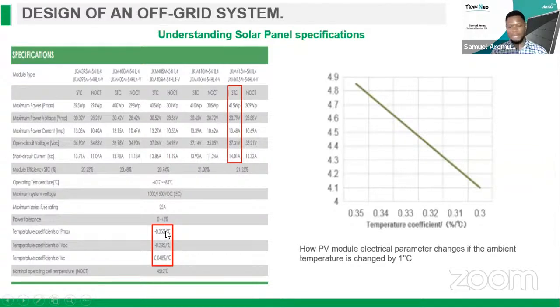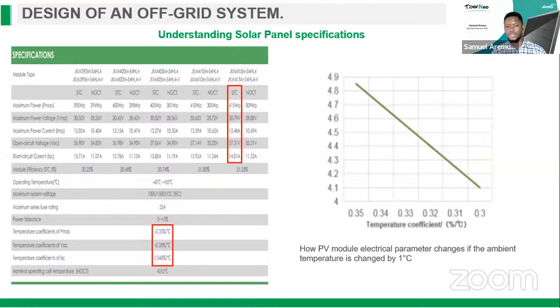Also, another important parameter is the temperature coefficient. As you can see in this graph, the smaller the temperature coefficient, the lower the power loss. At a higher temperature coefficient of 0.35, we have more power loss because temperature actually affects the performance of the PV module. If you have high temperature, the performance of the PV module is going to drop. Also at very low temperature as well. So you need to also consider the temperature coefficient of this PV module.